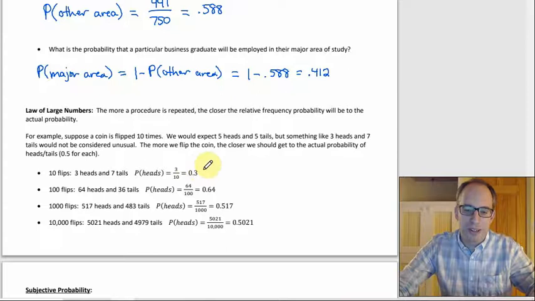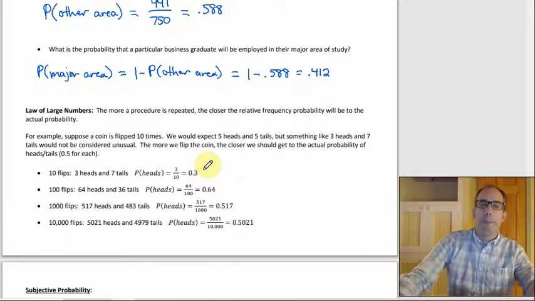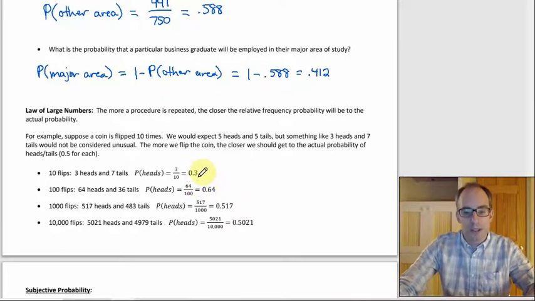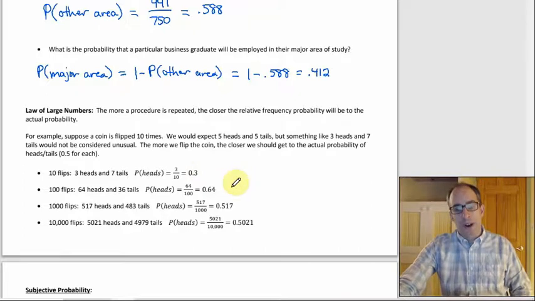We go, all right, 3 out of 10, that's 0.3. That's not weird for 10 flips, but that's not a very good approximation of that probability either. All right, how about 100 flips instead of 10? Let's say we get 64. So 64 out of 100, that's 0.64. Okay, that's better than this, but it's still not that great.